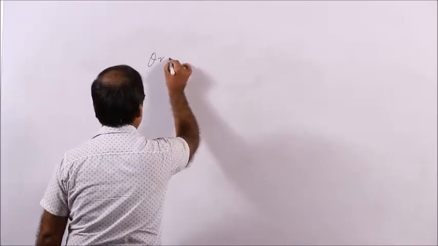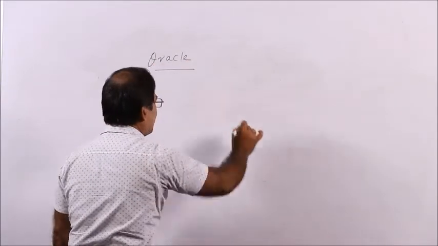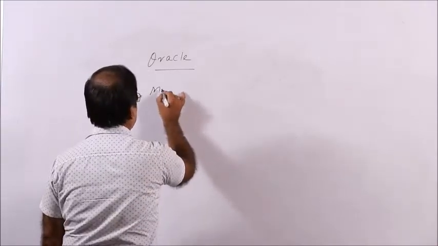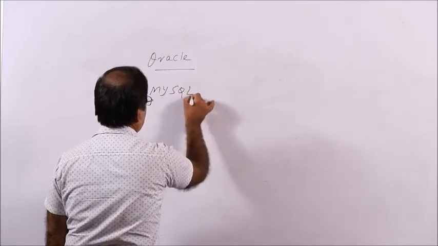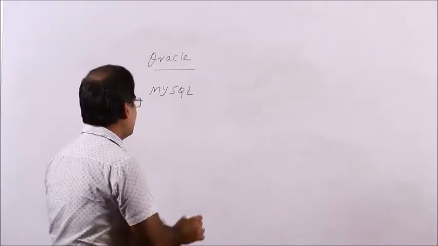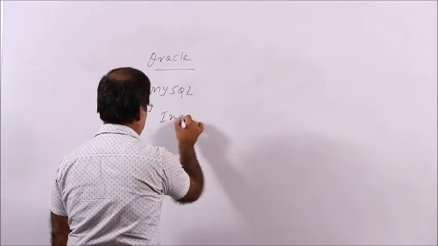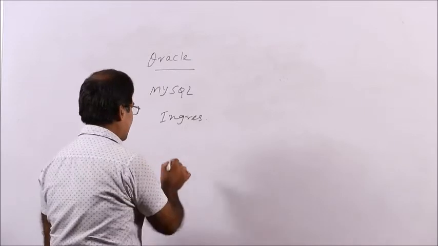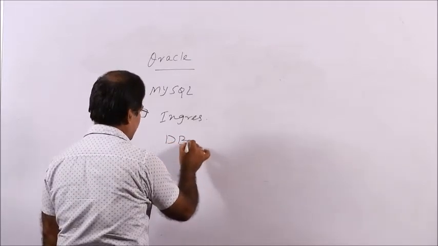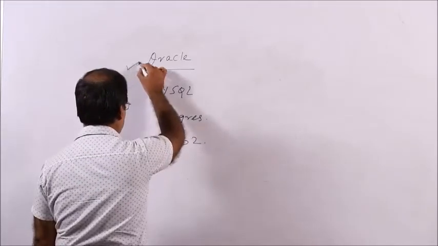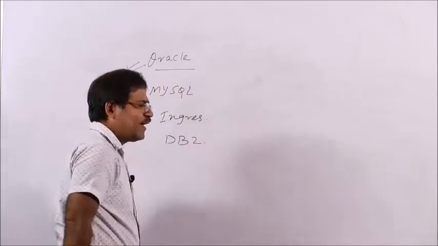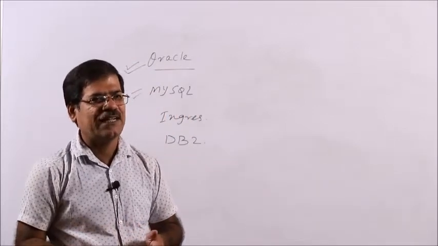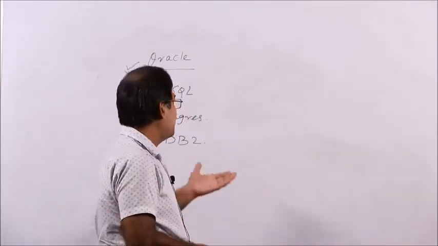Oracle is one of the database names, developed by Oracle Corporation. So many other databases are available on the market. MySQL is also one of the databases. Ingres is one of the databases. DB2 is one of the databases. So many databases are available in the market. But Oracle is the most popular, Oracle and MySQL. If you purchase the licensed software of Oracle, you have to pay some amount, 40,000, 30,000 like this, or maybe 1 lakh.